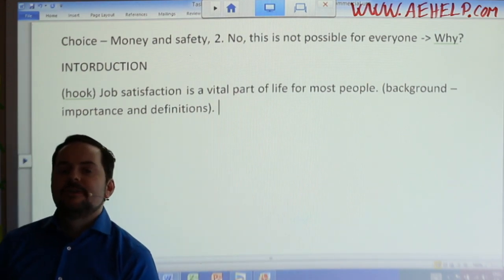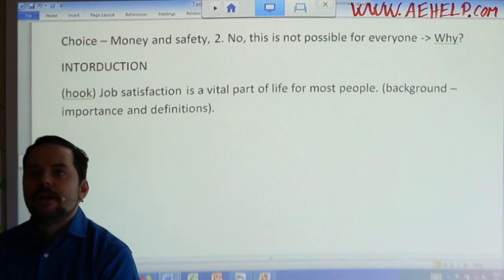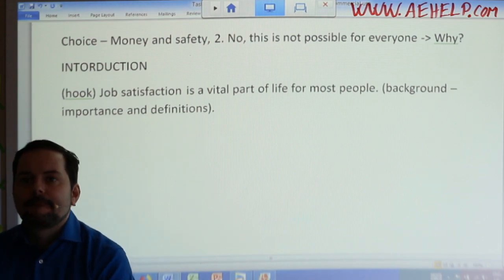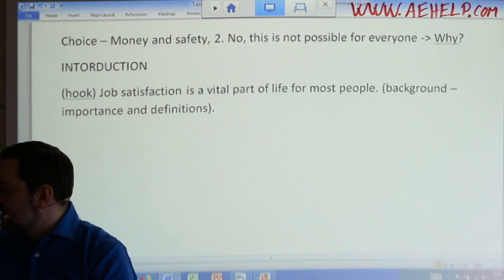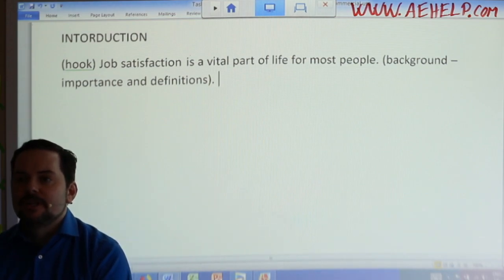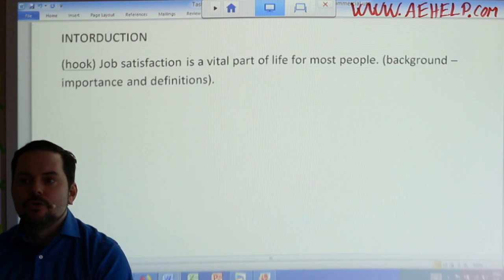Why is job satisfaction important for most people? Somebody give me a definition or an explanation for this. Why is this important? So why is job satisfaction important for people? Give me a quick, simple explanation for this. And again, a reminder from previous lessons, use quantitative language. Use language that we can measure.